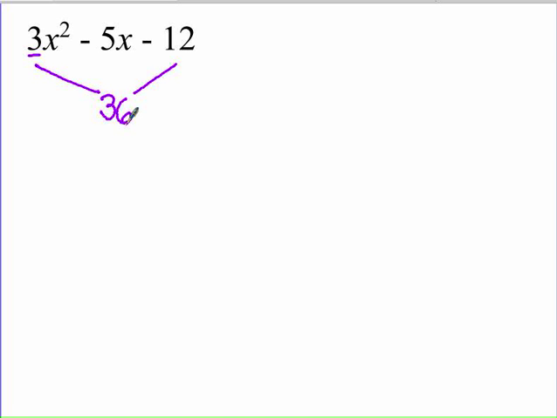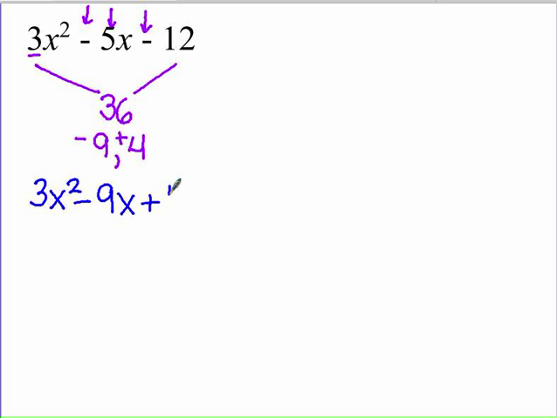So I'm finding two factors of 36 that differ by 5. 9 and 4. Now how do I get a negative 5 from 9 and 4? Negative 9, positive 4. So now if you remember, this is that step where I make 4 terms. Do you remember how I do that? 3x squared minus 9x plus 4x minus 12. This is where I rewrite that negative 5x using negative 9 and positive 4.